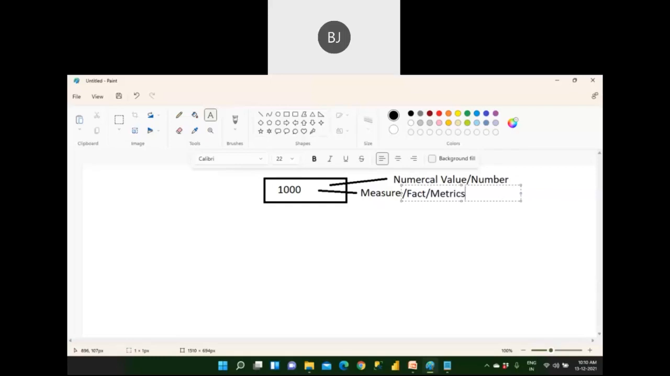Clear? So this is a profit, that is the loss, this is expenses. So these are called numbers or facts or measures. Clear? So a measure is a numerical value or a number. A fact is a numerical value or a number. Metrics means numerical value or a number. Clear? I wanted to know the metrics to talk about you.